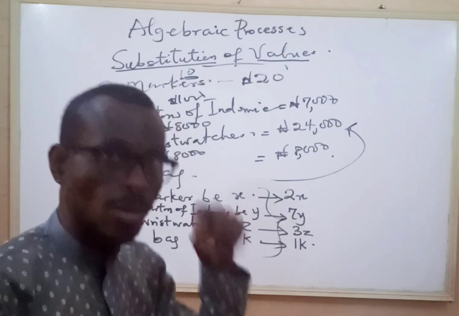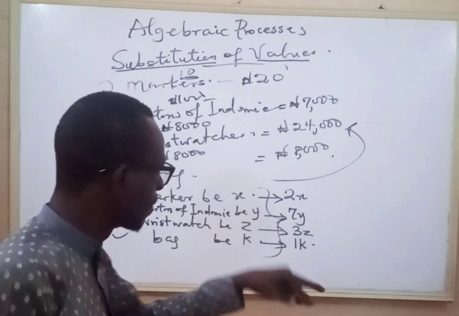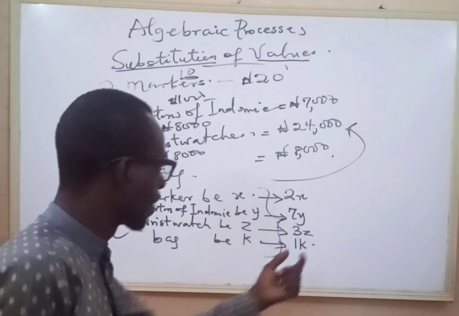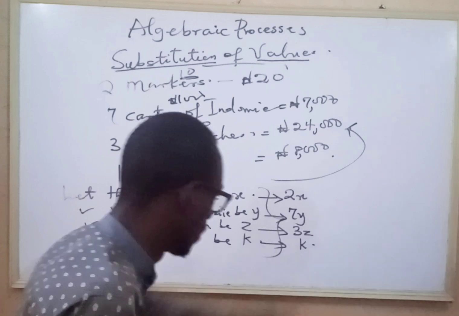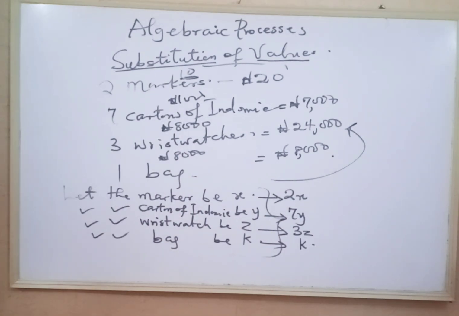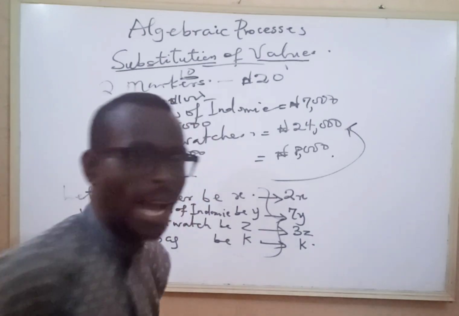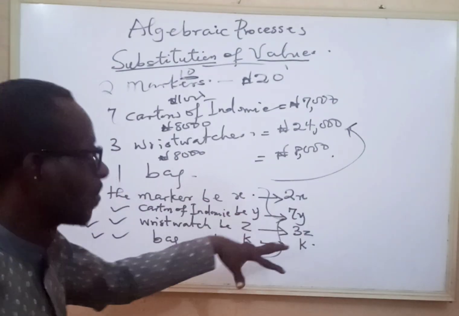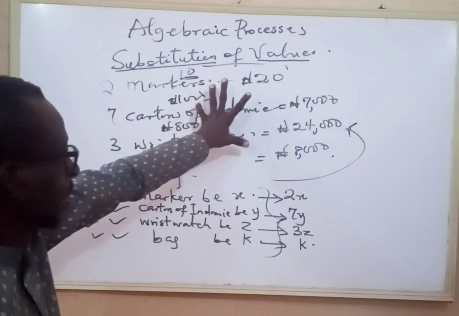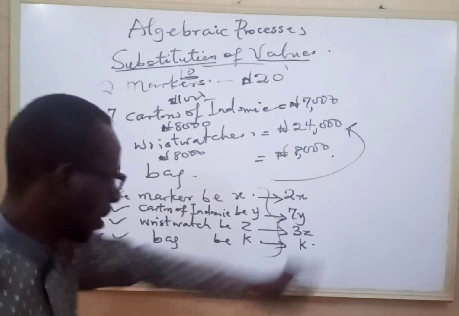That takes us to the foundation of these algebraic processes. And 7y is a term, 3z is a term, 1k is a term. Let's represent that with 1 for simplicity. So those are the things you have gone for in the grocery store and has been represented in a mathematical form. This is the concrete aspect. It has been represented using the abstract nature.